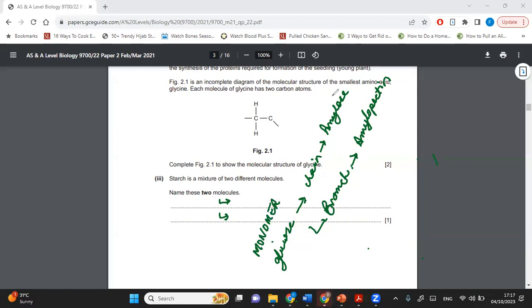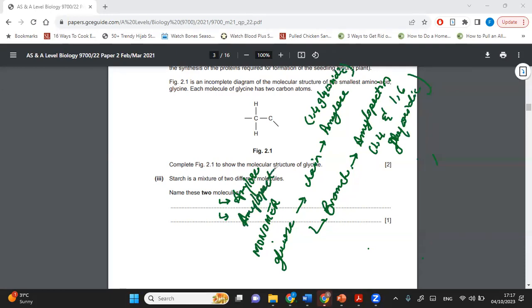So glucose monomers will join together to give you a straight chain. If it's a straight chain, we call it amylose, and it only has one type of bond, that is 1,4 glycosidic bond. If the same glucose molecules join together in such a way that you have a branch structure, that is known as amylopectin, and amylopectin has both 1,4 and 1,6 glycosidic bonds. So over here, our answer is quite simple. I'm going to write down amylose and amylopectin. That's my answer. One molecule is amylose and the other one is amylopectin.